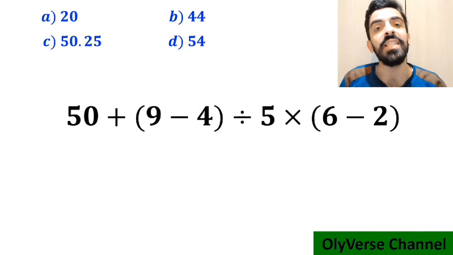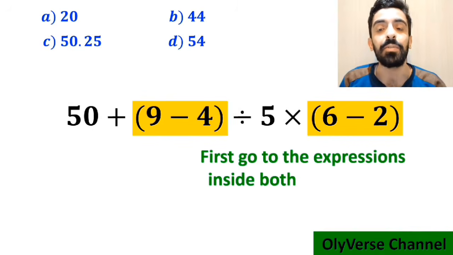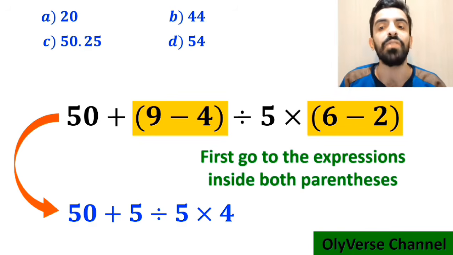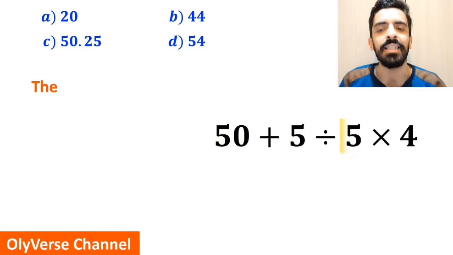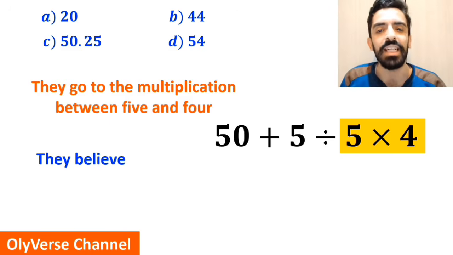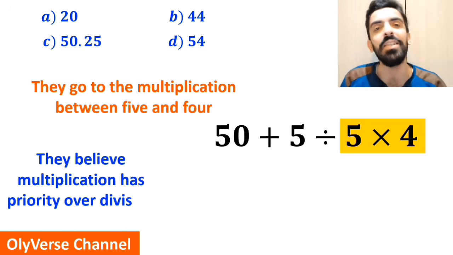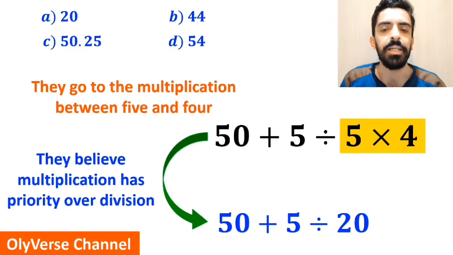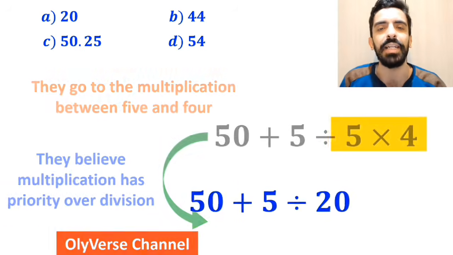Also, some other people, when solving this question, first go to the expressions inside both parentheses and simplify to 50 plus 5 divided by 5 multiplied by 4. And the next step, they go to the multiplication between 5 and 4 because they believe multiplication has priority over division. So, they simplify this expression to 50 plus 5 divided by 20.